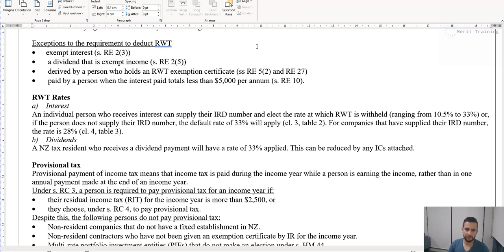Next, the RWT rate for dividends. This is a flat rate of 33%, interestingly, if you are a New Zealand tax resident. So it's the highest tax rate applied to dividend withholding, but of course that can be reduced by any imputation credits attached.